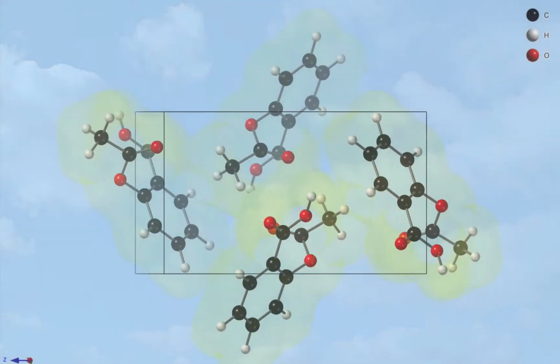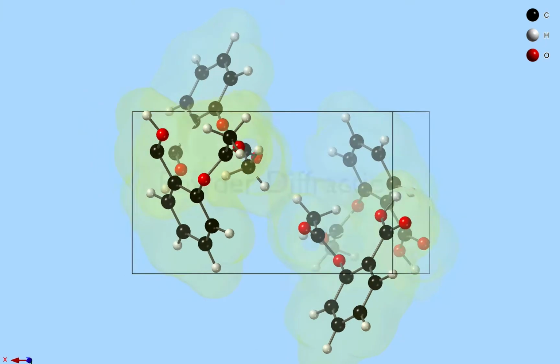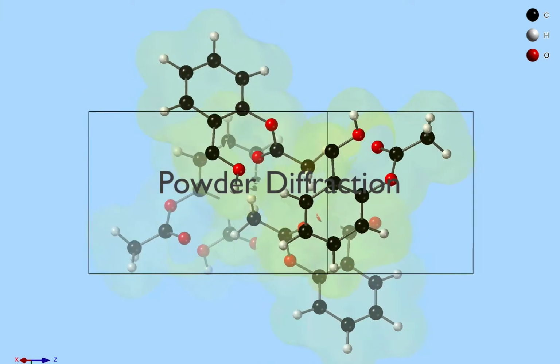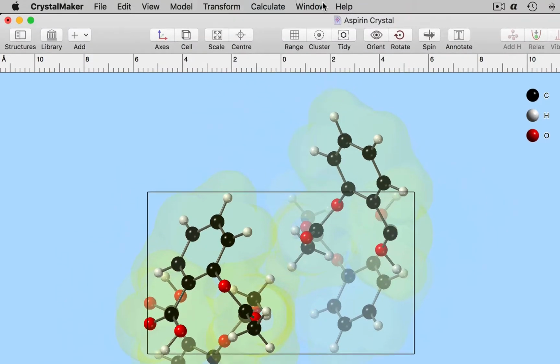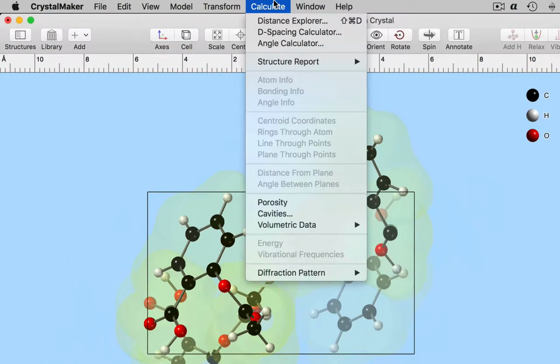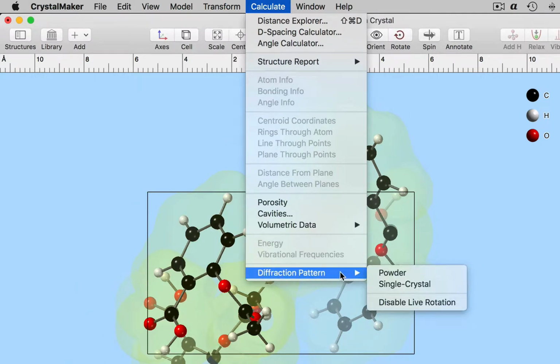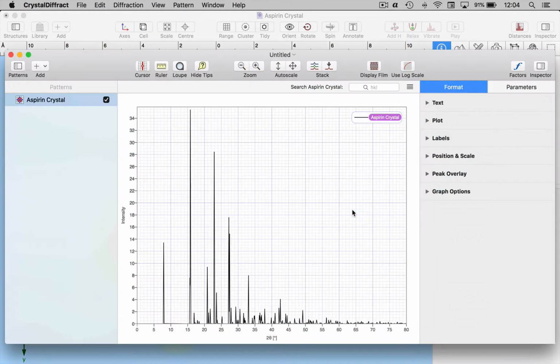I'm going to start off here with a molecular crystal, and I'd like to simulate its powder diffraction pattern. Now, to do this, I can go to the program's Calculate menu, and at the bottom of the menu we have a diffraction pattern submenu, and I'm going to choose the powder command. Now, this launches CrystalDiffract, which needs to be installed on your system already. And we have a new CrystalDiffract window.